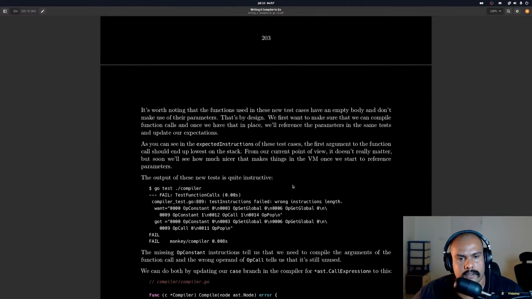It's worth noting that the functions used in these new test cases have an empty body and don't make use of their parameters. That's by design. You first want to make sure that we can compile function calls.